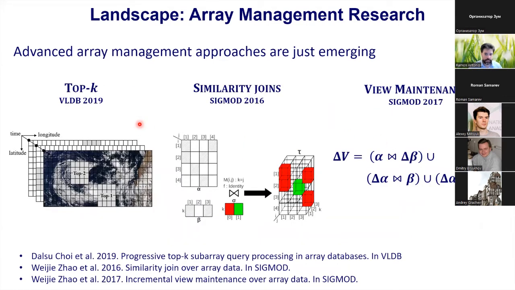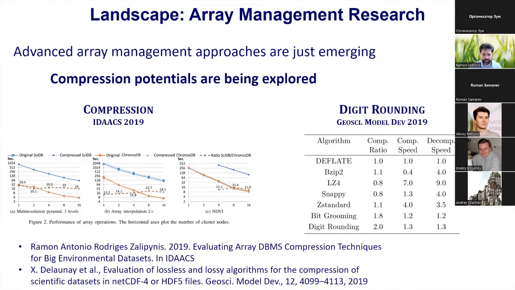Only recently, top K queries, similarity joins, and so on with different shapes and view maintenance were first introduced. These novel operations find their applications in many domains, including earth science, astronomy, and HPC simulations. Compression potentials are being explored. Researchers propose novel and efficient compression techniques.